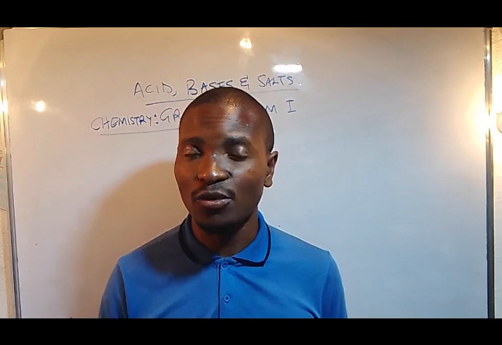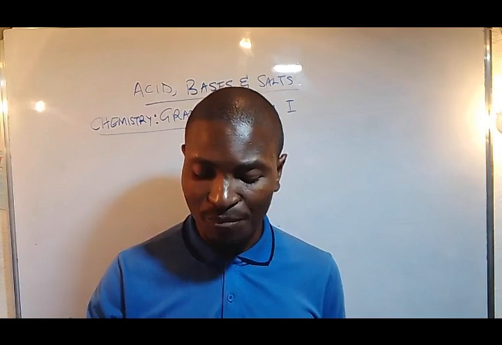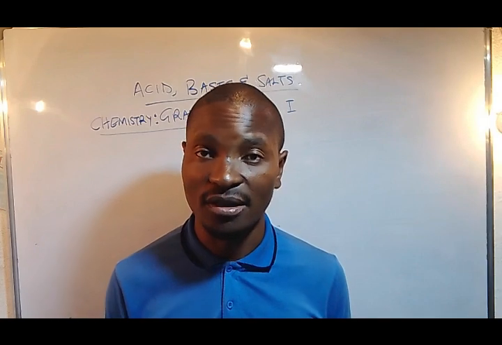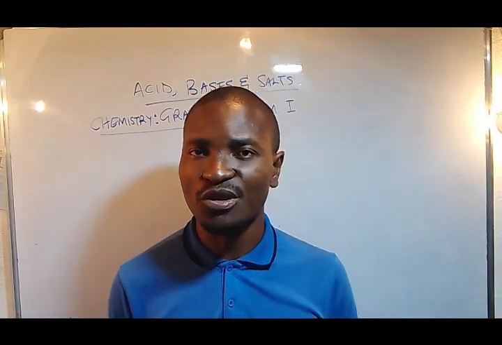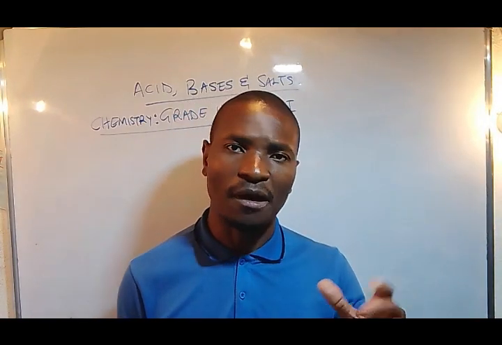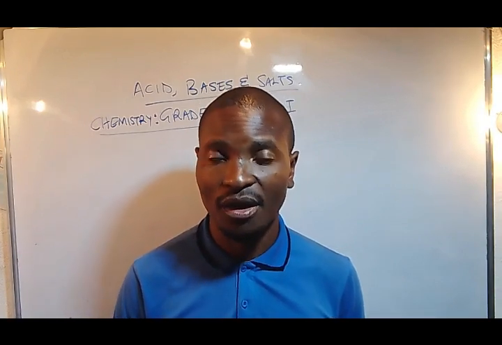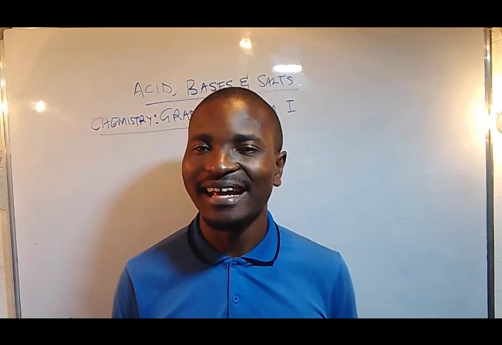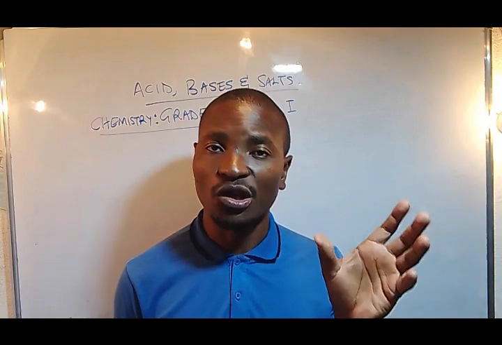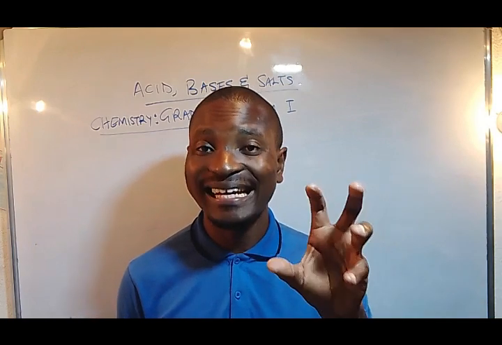Then the second objective is to describe the meaning of weak, strong, dilute, and concentrated acids and alkalis. You have to be able to describe what a weak acid is, what a strong acid is, or even an alkali, which is a soluble base. Make sure you understand that those are the key fundamentals in order for you to pass your grade 12 final exam in science, specifically in chemistry.